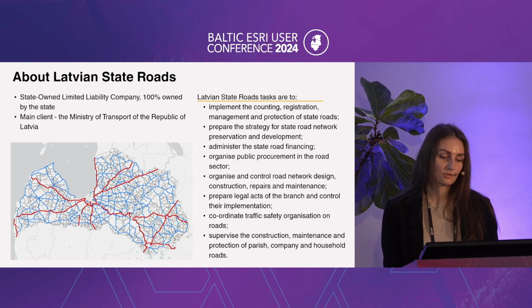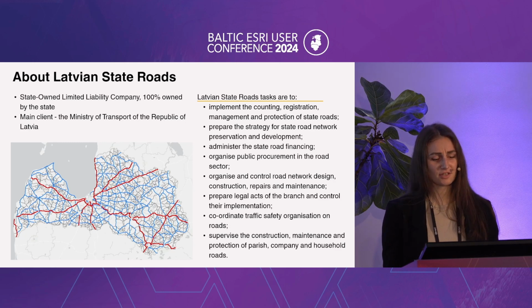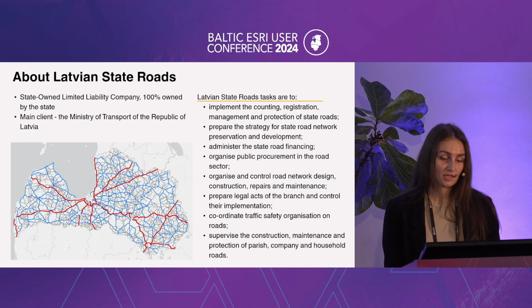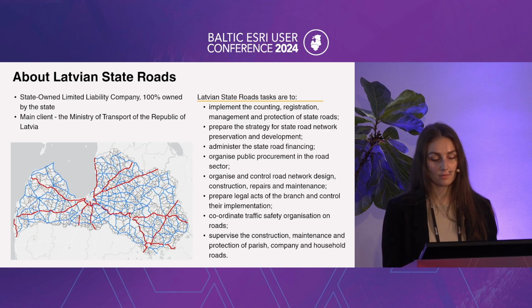Our tasks are to implement the registration, management, and protection of state roads, prepare strategy for state road network preservation and development, administer the state road financing, organize public procurement in the road sector, organize and control road network design, construction, repairs, and maintenance, prepare legal acts of the branch and control their implementation, coordinate traffic safety organization on roads, and supervise the construction, maintenance, and protection of parish, company, and household roads.